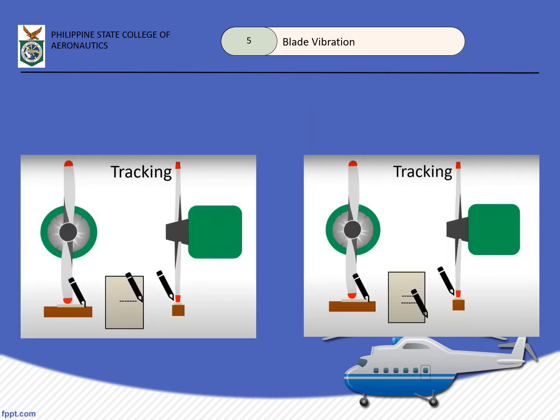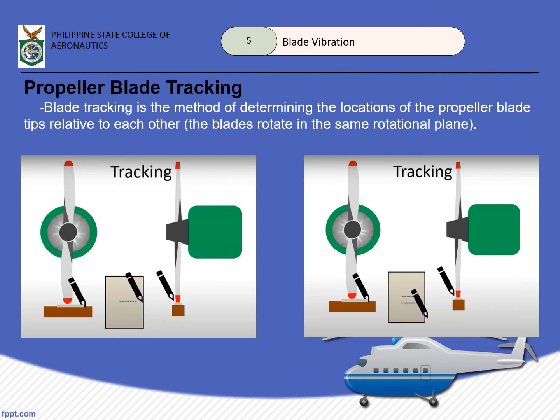So, what is propeller blade tracking? Blade tracking is the method of determining the locations of the propeller blade tips relative to each other. The blades rotate in the same rotational plane. So, about the rotational plane and axis, we already discussed it in our first lesson. So, the process of tracking propeller blade tips involves keeping track of each blade tip as it rotates through its arc. You are comparing the position of the propeller blade tips in relation to one another using this method.